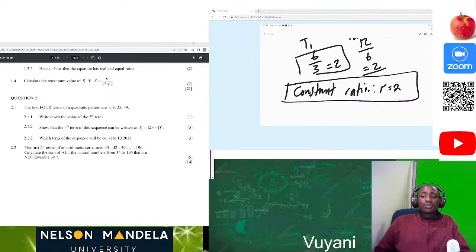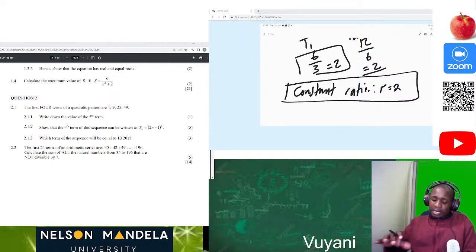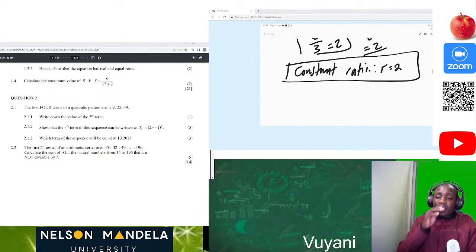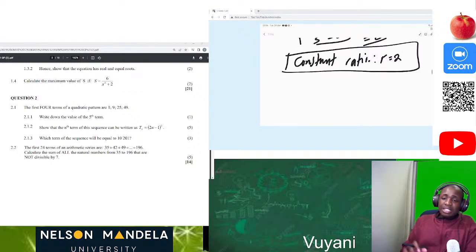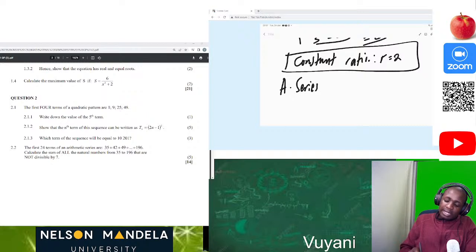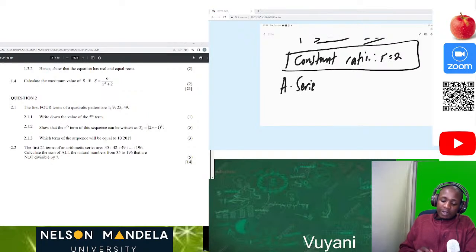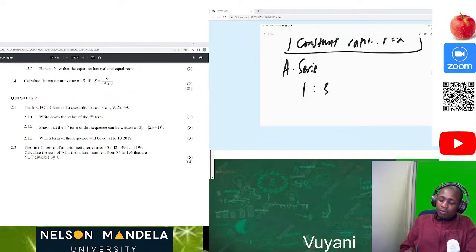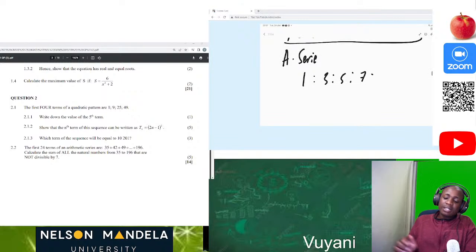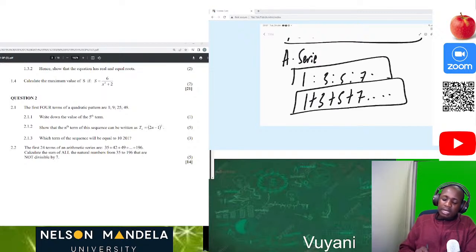So those are the three sequences which were introduced in grade 11 and 12 as well. Now, these sequences become a bit more tricky when they introduce you to the summation of this. That's where sigma is introduced as well. So in an arithmetic series, a series is like a summation of everything. For instance, if we had 1, 3, 5, 7, in a series we will now have 1 plus 3 plus 5 plus 7. Okay, so that's the difference between a sequence and a series.